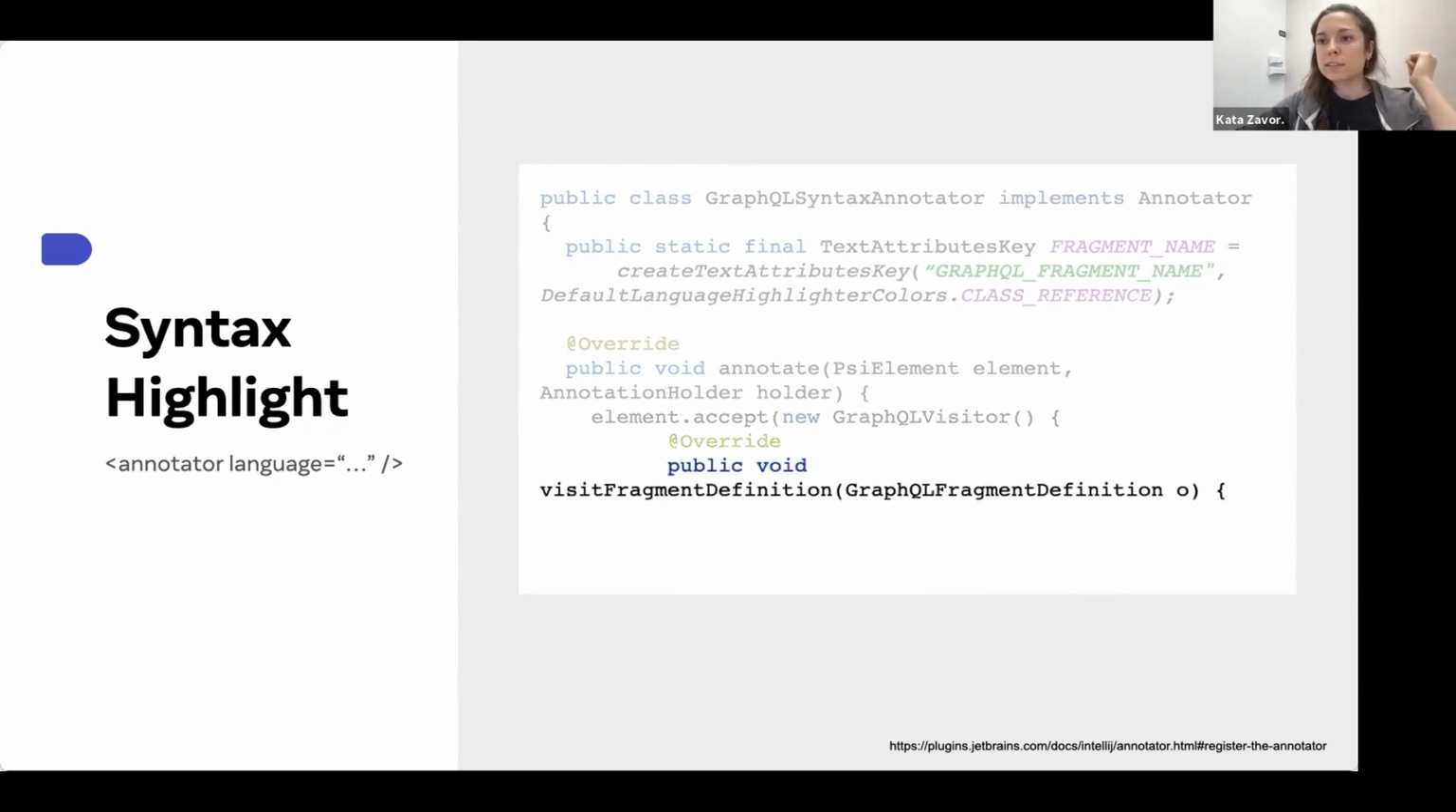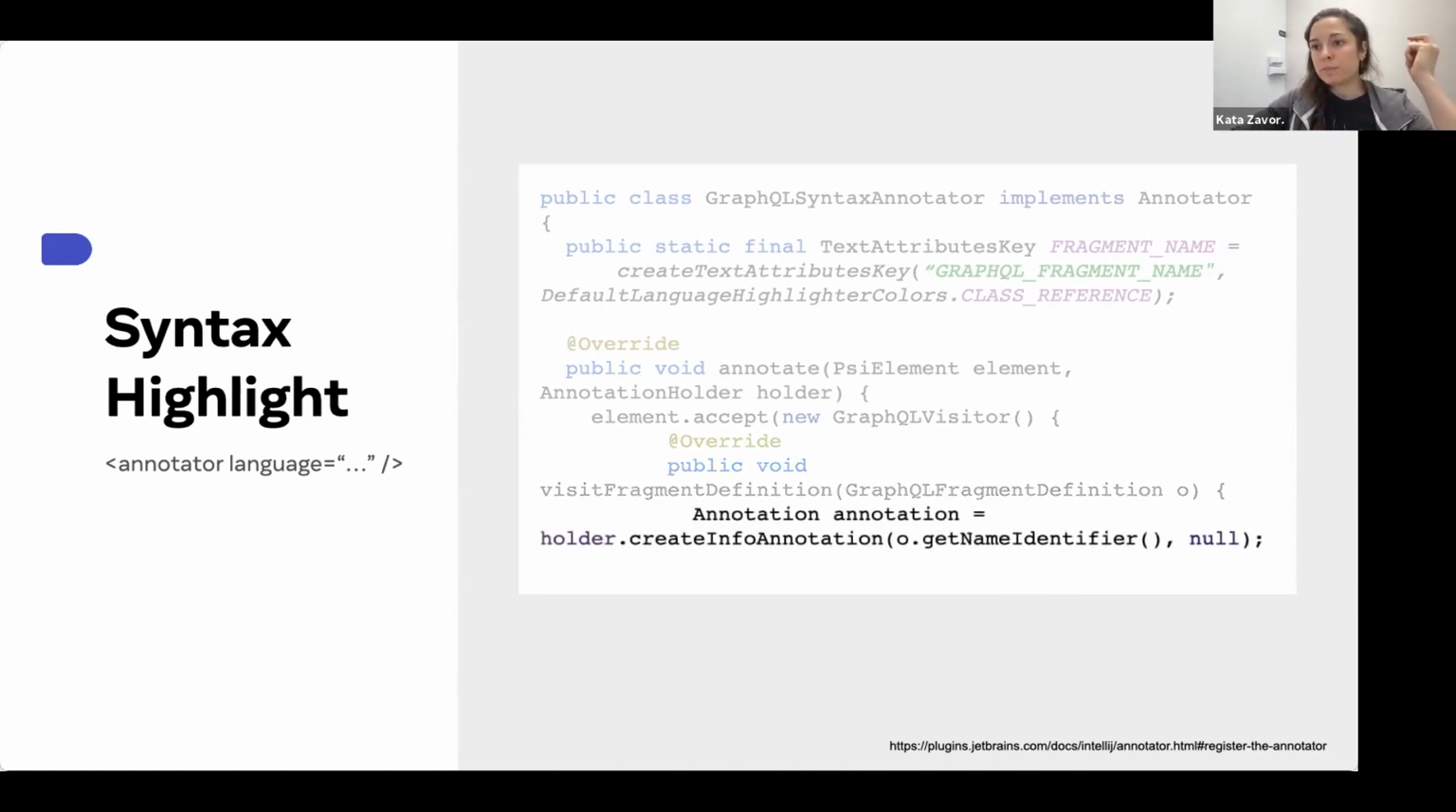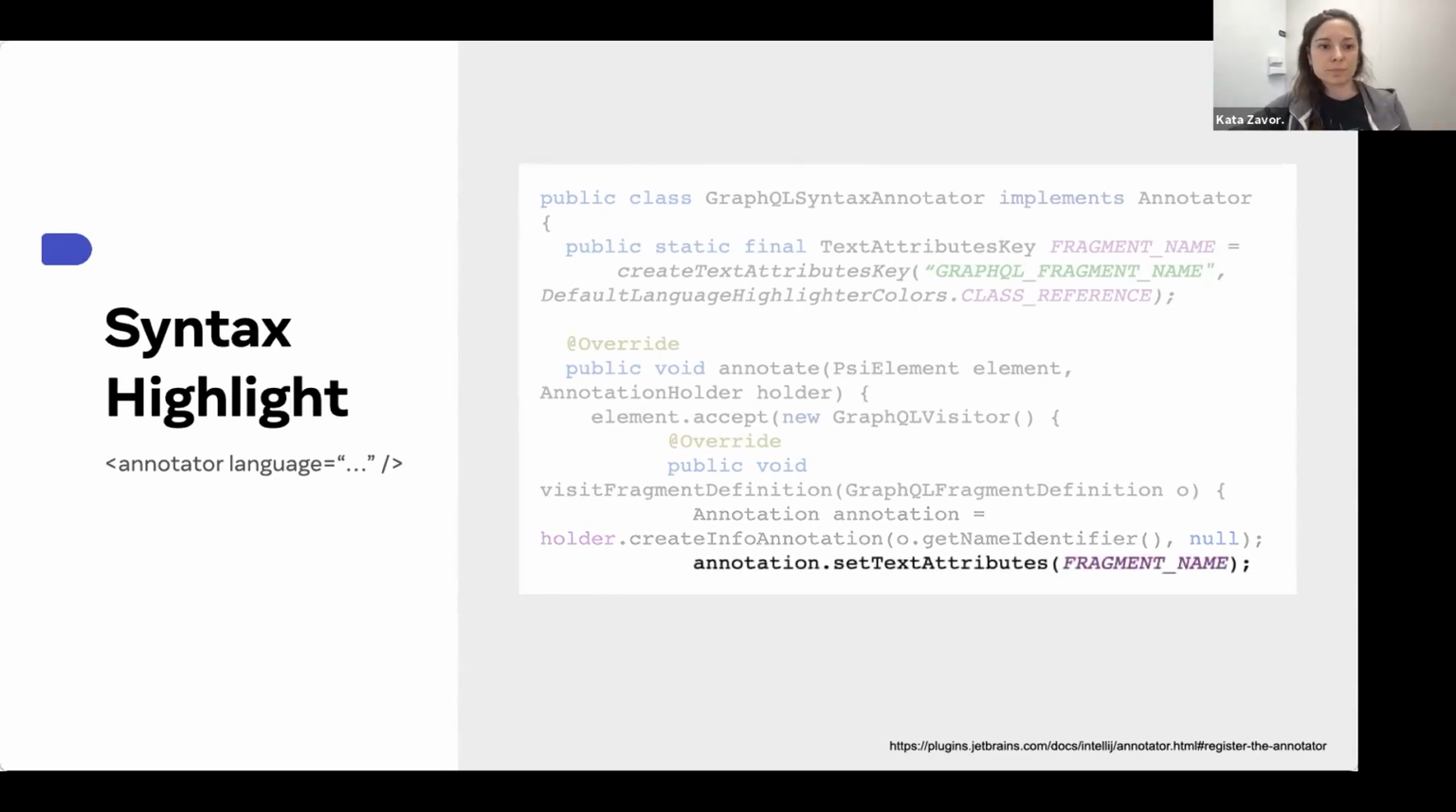In this example, it will have the method to override, visitFragmentDefinition. Then the holder: we populate this holder by calling its methods, and it will return an annotation object which may be formatted with text attributes. This annotation object also allows us to attach actions to it. I will not stop on annotation actions for now. JetBrains documentation contains more examples on this topic if you're interested.